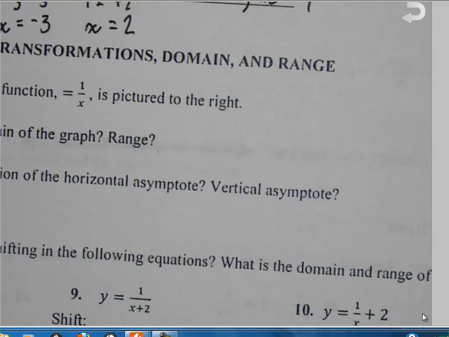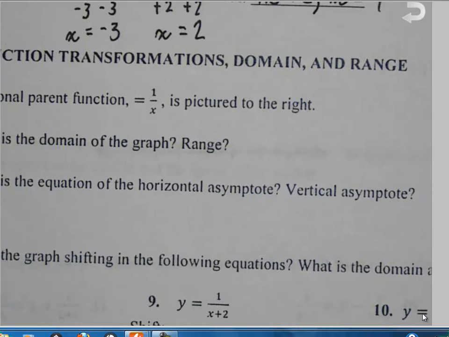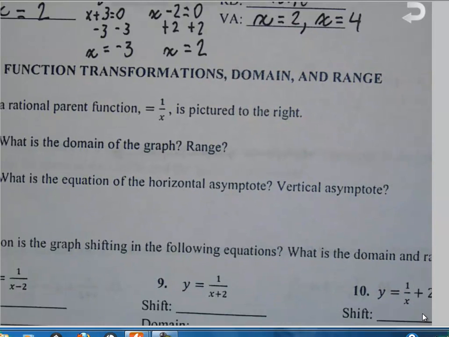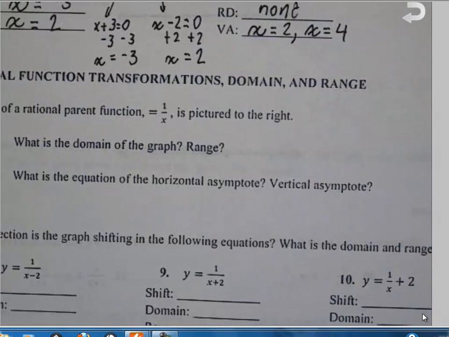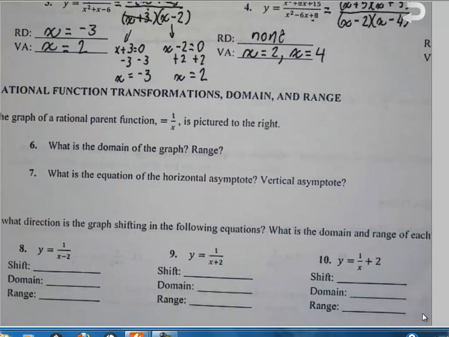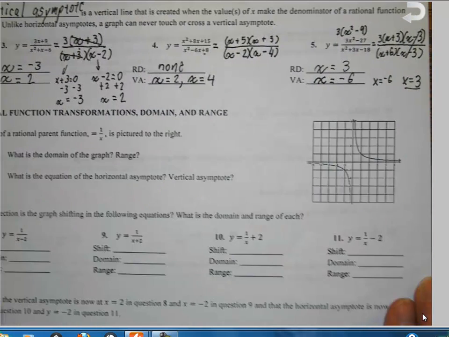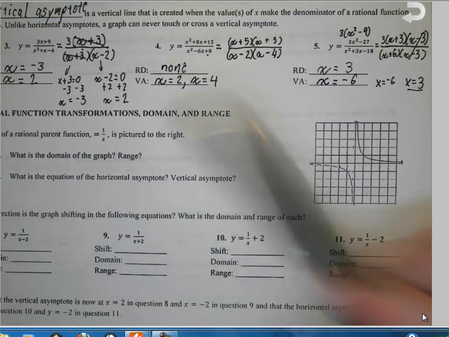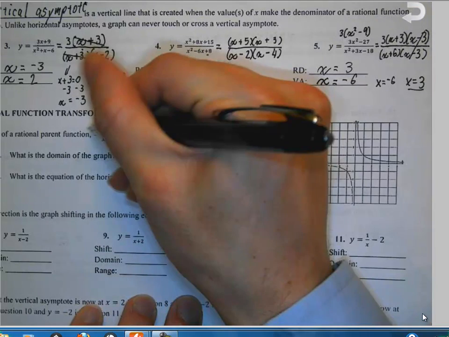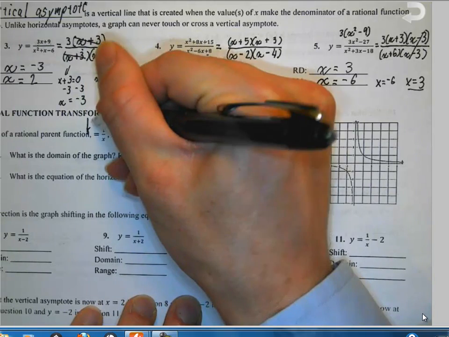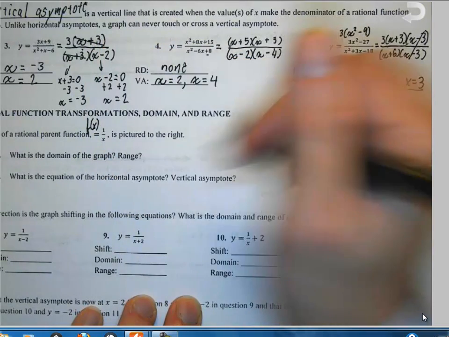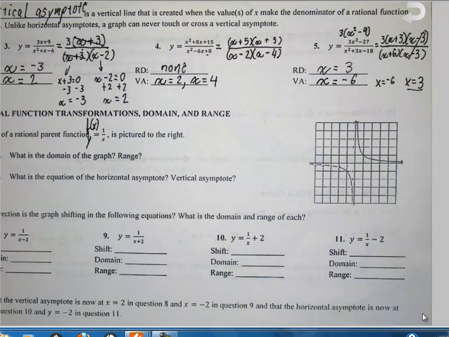Now, let's take a look at the rational functions. To do that, I may have to zoom out a little bit, but that's okay. So for numbers 6 and 7, there was a little bit of a typo, they gave you the parent function f of x is equal to 1 over x, or you might think of this as y is equal to 1 over x. I don't know why the y didn't show up, but that's okay.